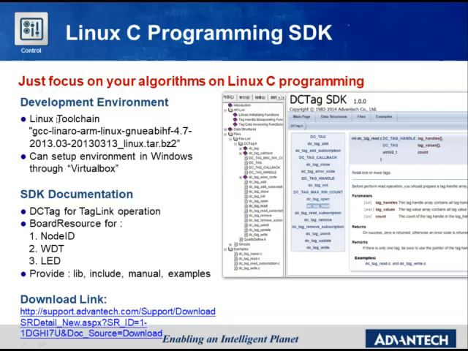The development environment we provide is called Linux Toolchain. The user could create a VirtualBox in Windows to run this development environment. We also provide two different kinds of SDK. The first one is called DCTech. It is used for TechLink and EdgeLink operation. The other one is called Board Resource, and it is used to monitor and change the status of the node ID, WDT (watchdog timer), and the LED status of ADAM3600.